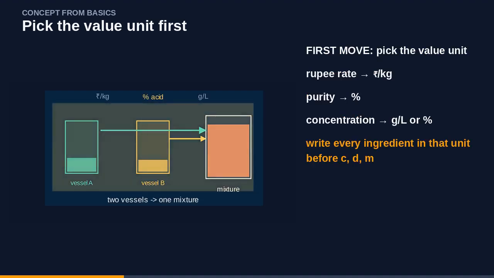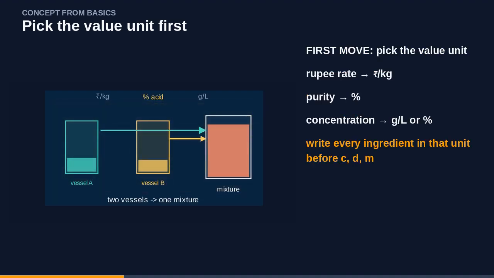Watch the first move. Whatever the question measures, rupee rate, purity, or concentration, write every ingredient in that one unit before you name cheaper, dearer, or mean. If the stem is about acid strength, every number is percent acid. If the stem is about tea cost, every number is rupees per kilo.